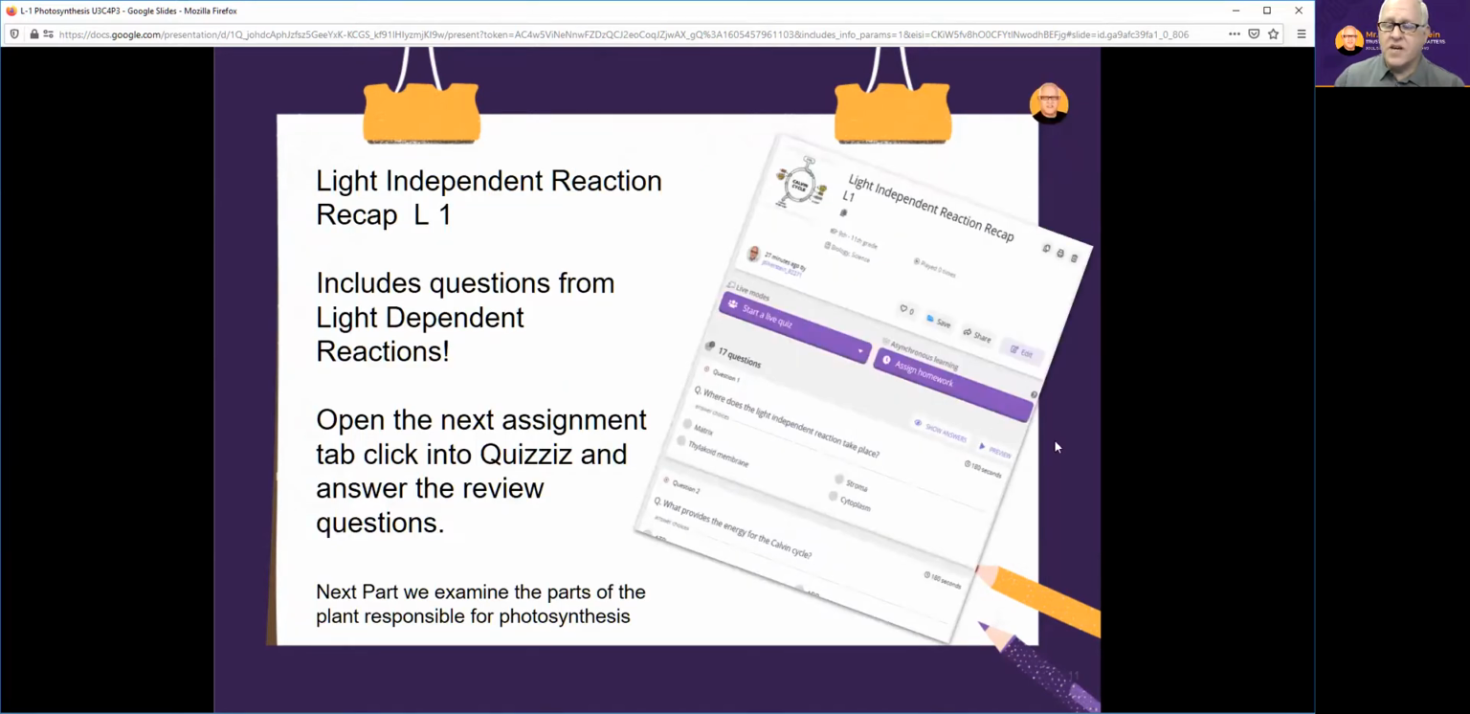All right, you can go back and refine your notes. When you're done, open up the next tab and look at the light independent reaction recap. Includes also some questions from the light dependent reactions. And then when you're done, move on to the next lesson where we're going to examine the parts of the plant that are responsible for photosynthesis.